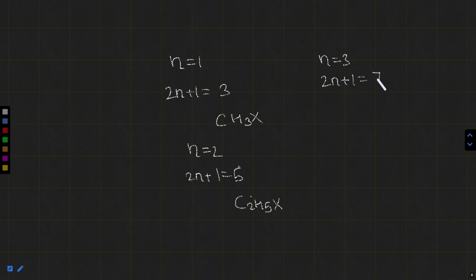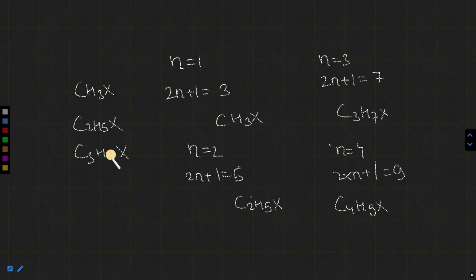And n equals 4. We will get the 2n plus 1 value as 9. The formula would be C4H9X. So you can see that we are forming a homologous series which will look like this: CH3X, C2H5X, C3H7X, C4H9X. Okay, this is clear. So this is the homologous series that is being talked about here.